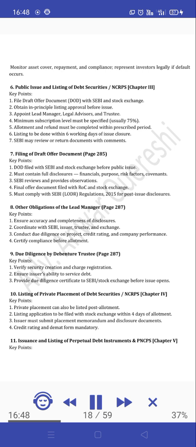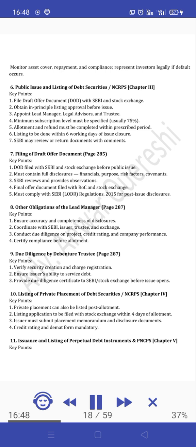7. Filing of draft offer document, page 285. Key points. 1. DoD filed with SEBI and Stock Exchange before public issue. 2. Must contain full disclosures: financials, purpose, risk factors, covenants. 3. SEBI reviews and provides observations. 4. Final offer document filed with ROC and Stock Exchange. 5. Must comply with SEBI LODR Regulations, 2015 for post-issue disclosures.